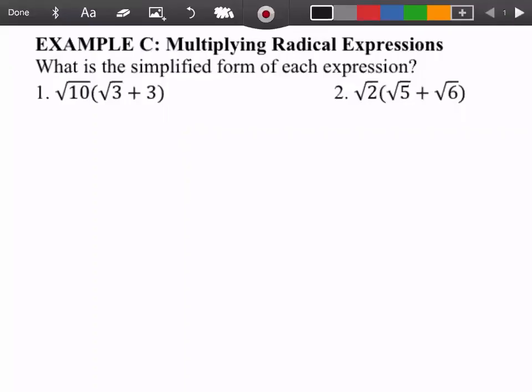In this video, we are going to learn how to simplify products of radical expressions. So we are going to multiply radical expressions. For this first one, what is the simplified form of each expression?